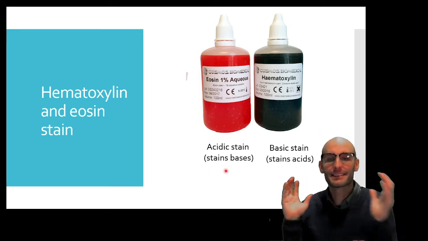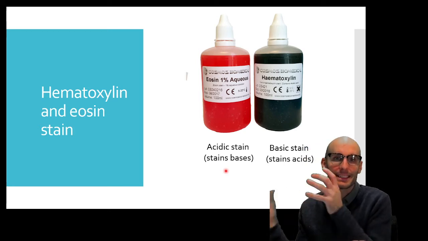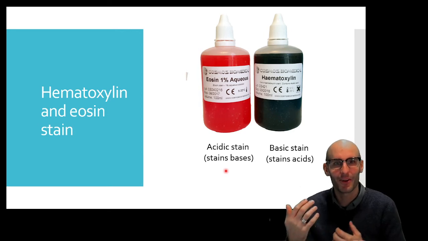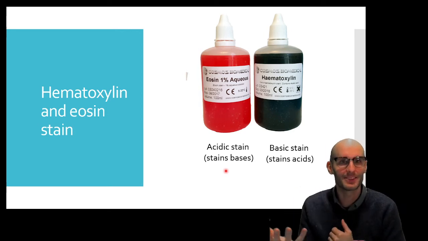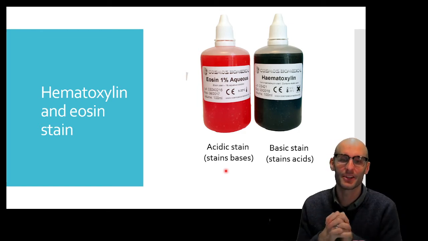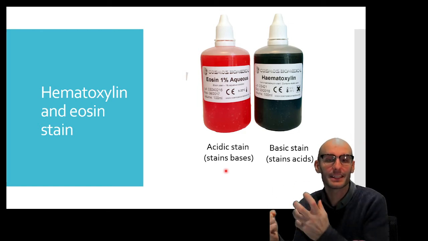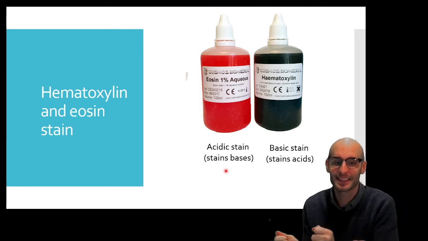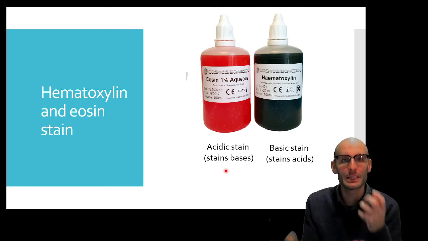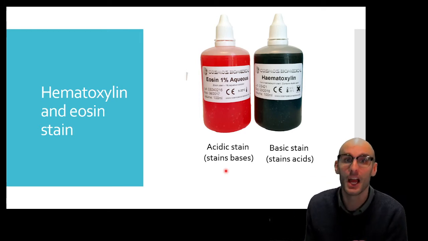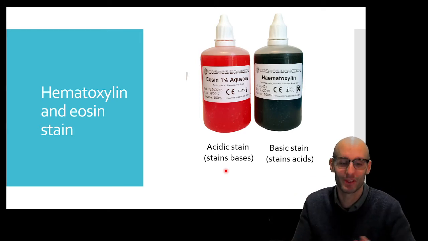Eosin is an acidic stain, which means that it stains bases. So we know that acids and bases react. Baking soda and vinegar react because baking soda is a base, vinegar is an acid. So acids and bases react. So eosin is an acidic stain, and so it stains bases. And hematoxylin is a basic stain, so it stains acids. So you can see why these work really well together. They stain different structures because they target different components of the cell.